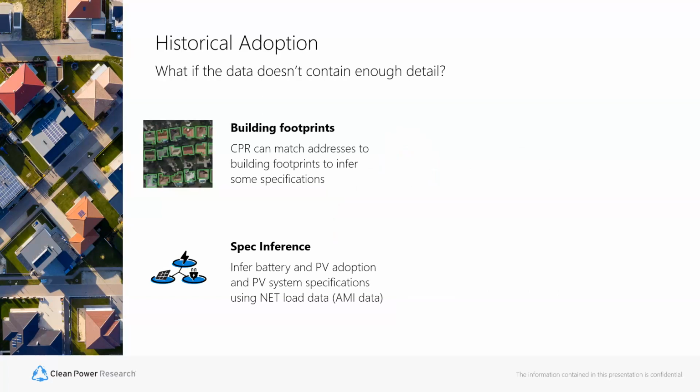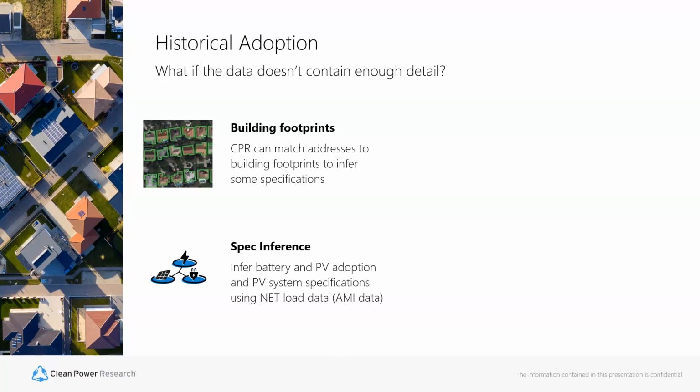A lot of the time, if the data doesn't come from PowerClerk, or if the PowerClerk records are incomplete, it doesn't contain enough detail for some of the more detailed studies that we're doing. So we can fill in that data, and sometimes that works out well statistically. We can also look at building footprints. We can match addresses up to infer some of the specifications, the tilt, the azimuth.